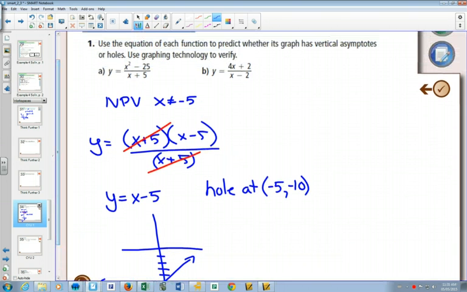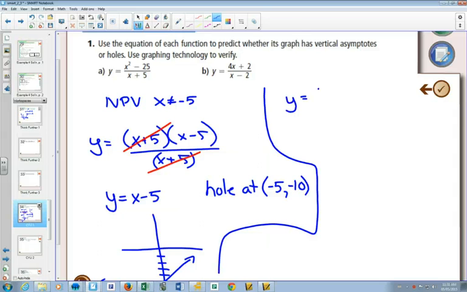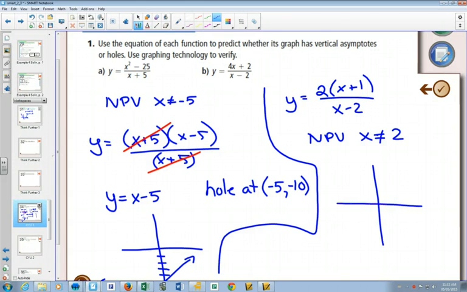For part B, again, we're going to factor out the top. It has a common factor of 2. Leaves us with x plus 1 over x minus 2. So for this one, what we know is that the non-permissible value that x can't equal 2 is going to be a vertical asymptote. So when we go to graph it, x equals 2 is our equation of our asymptote.